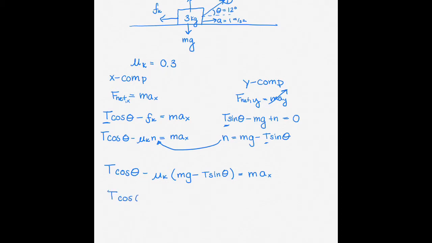So we can rewrite this as T cosine theta, and then we have two negatives, which becomes a positive. So plus mu k T sine theta minus mu k mg is equal to m a_x. And now we can rearrange this equation of motion and factor out a T such that we can keep one unknown, and then solve. So let's rewrite the equation using algebra.